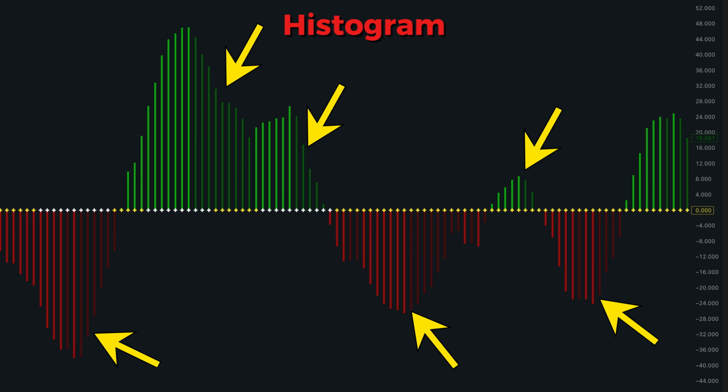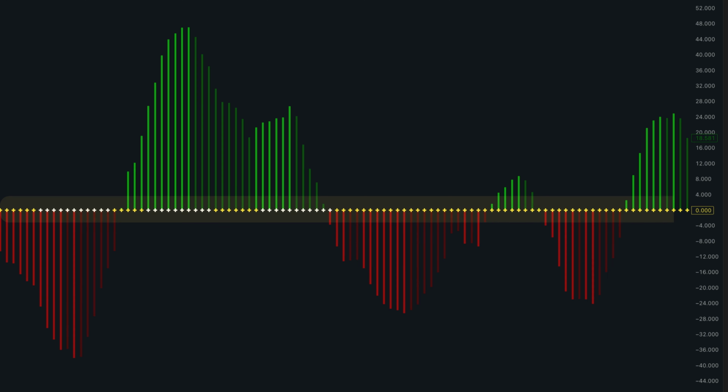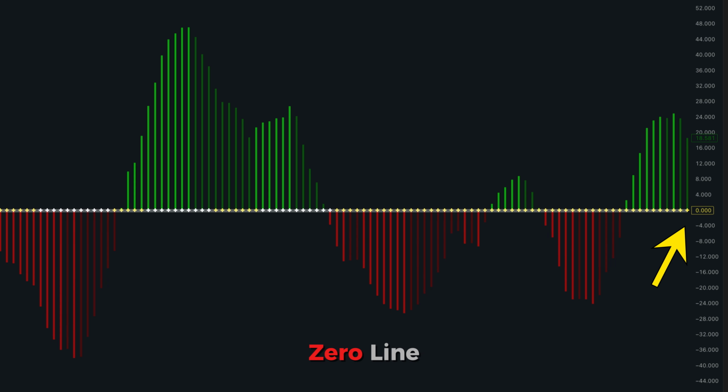Once that's done, you'll clearly see the three main visual components of this indicator. The histogram, moving up and down like a snake in green and red, and these volatility dots below, now showing in yellow and white. The middle line, which is the zero line. In the next step, we'll break down each of these components one by one and understand what they're really trying to tell us as traders.